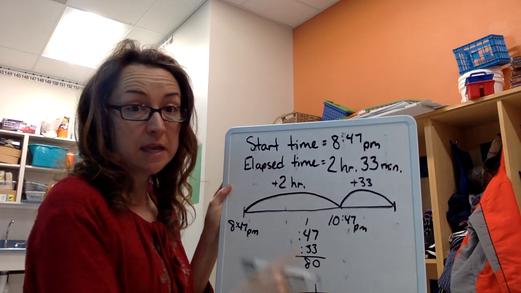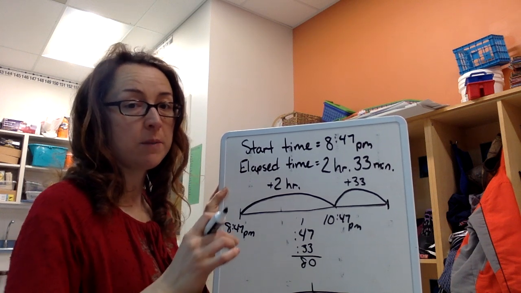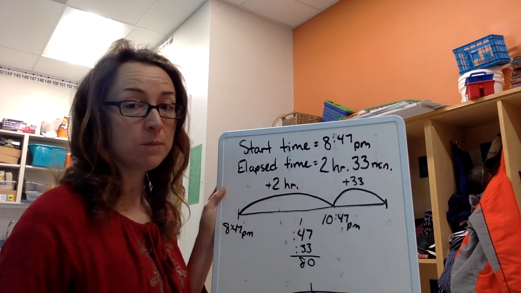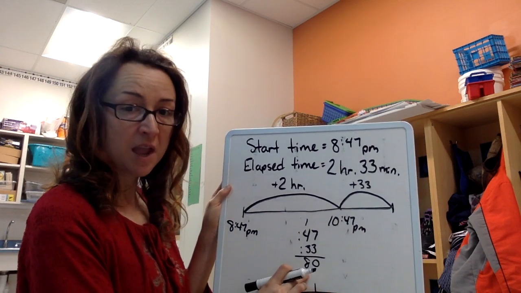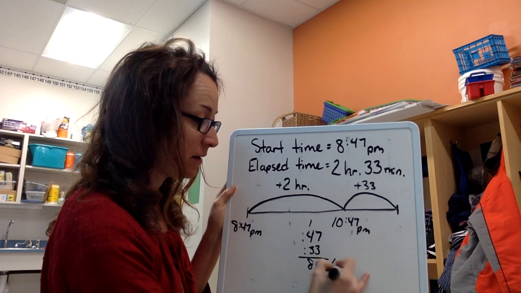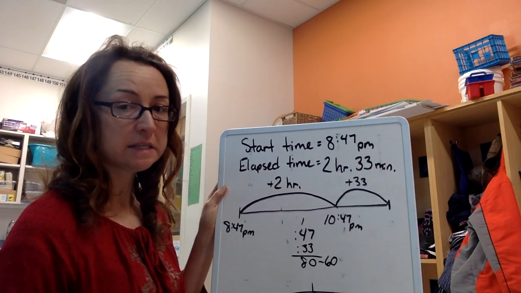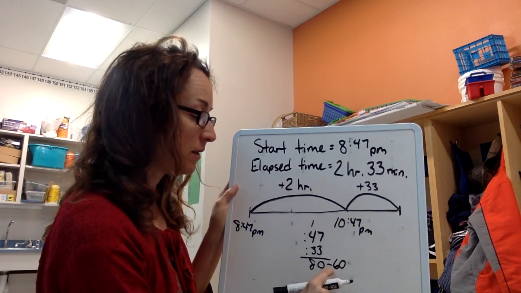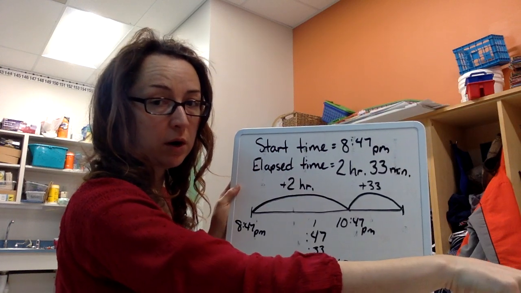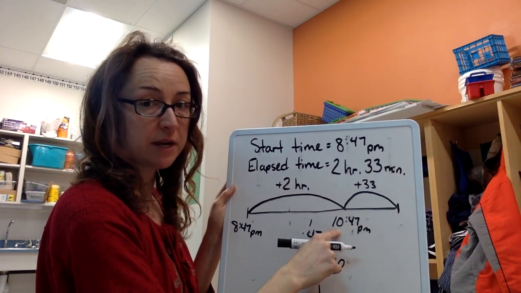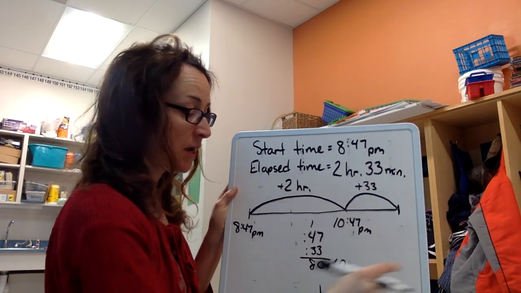So what I need to do is think about what 80 represents. 80 represents 80 minutes. So I need to break this up into how many hours that is and how many minutes that is. So I'm going to subtract 60 minutes from here. Because 80 is more than 60, I know there's at least an hour there. So what this means is I'm going to go to the next hour, okay? I'm at 10:47 right now. I'm going to go to that next hour after 10.